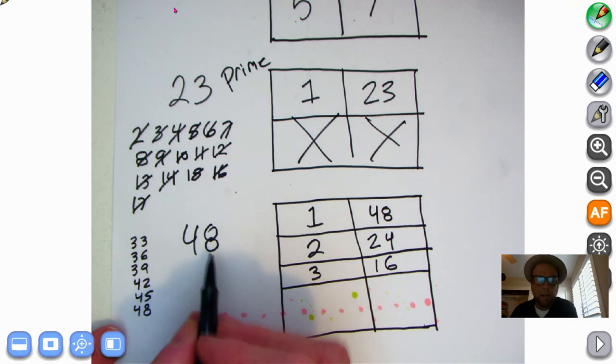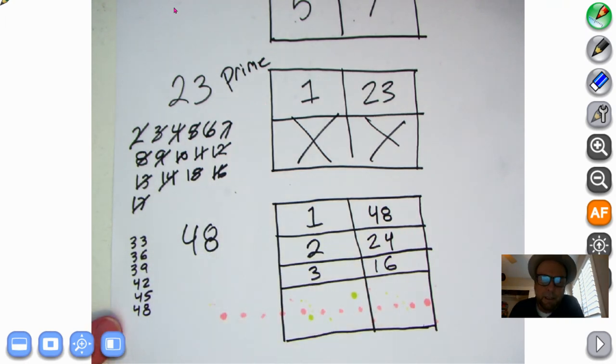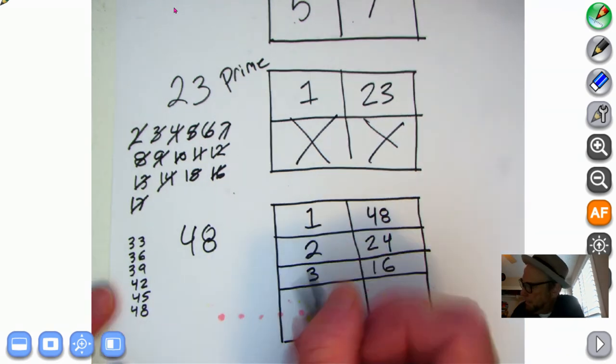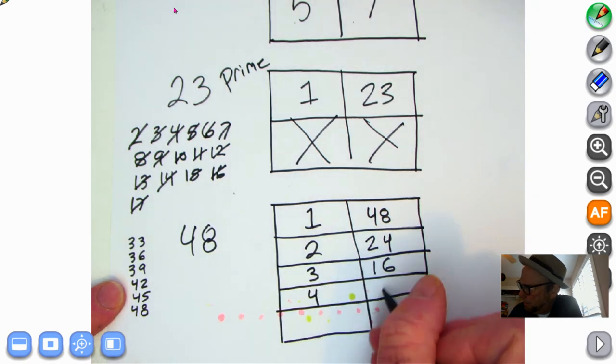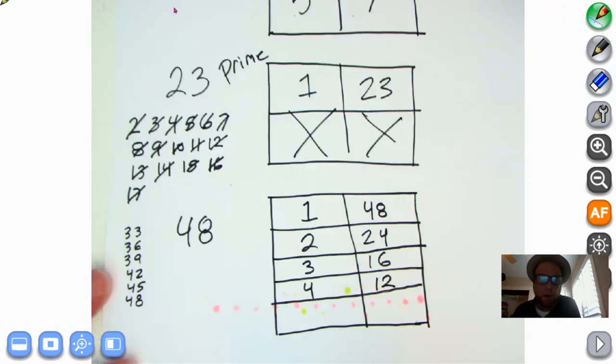What about 4? Well, think about it. 4 times 10 is 40. Then 4, add 2 more. 4 times 2 is 8. So that'd be 12, right? So we go 4 times 12. Look at all these factors. I hope I don't run out of room. 5 won't work. 6. Well, 36, 42.